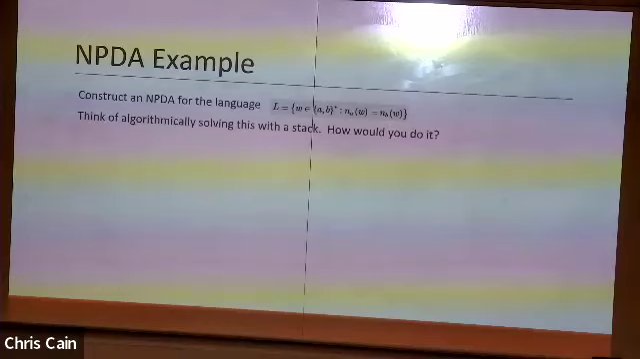It sounds pretty close to right. I think though that what we really need is a second stack symbol. We need a stack symbol that represents that we've seen more A's than B's so far, and we need a stack symbol that says we've seen more B's than A's so far.